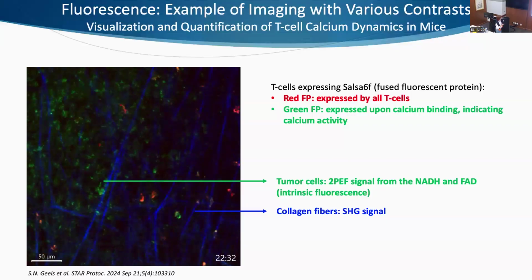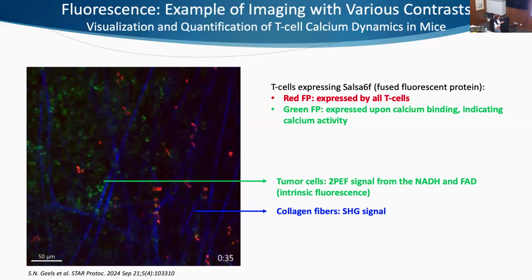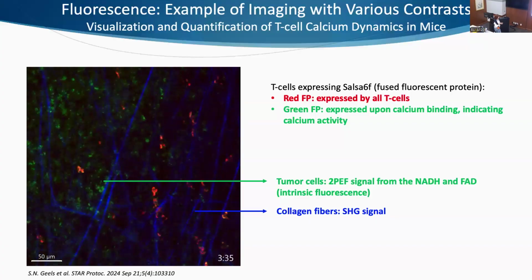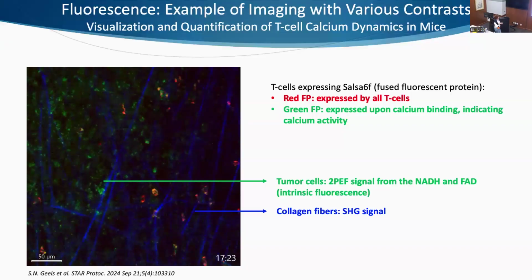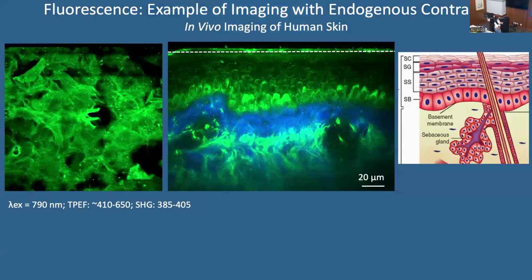So that's an example of how researchers use these different contrast mechanisms, like a mix of exogenous and endogenous contrast. So that's okay. I also had this example, which actually emphasizes the importance, the significance of using intrinsic signal that really allows us to image in vivo in human skin.